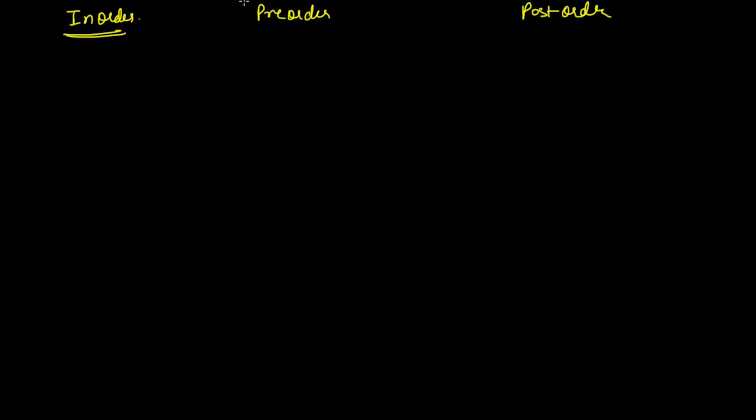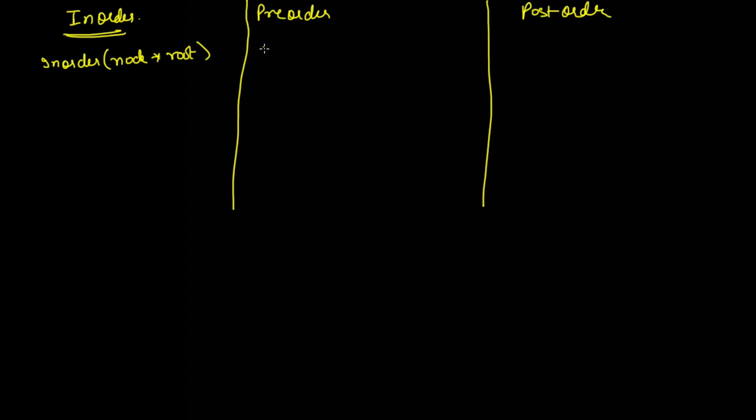Okay, and here is a space for the programs. In the in-order, the function will be like this: inorder(node *root). It will also take preorder(node *root), and it will take postorder. These are the function names actually. Node star root means all of them are going to take the pointer to the root.